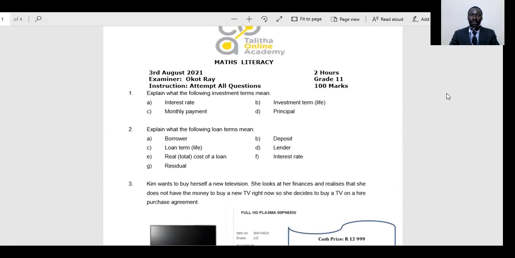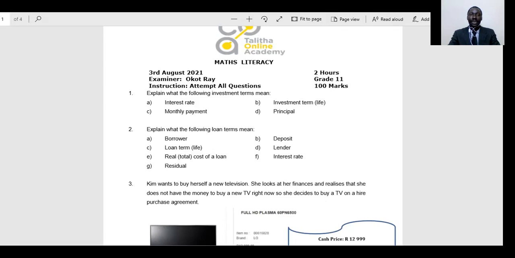Now the thing here is, in question 1, we are attempting all the questions. In question 1 specifically, we are required to explain what these investment terms mean. These are terms used in investment. Investment is when you get some capital, your resources, could be money, could be human resource, could be something you put into some productive activity, then you expect some income out of it.